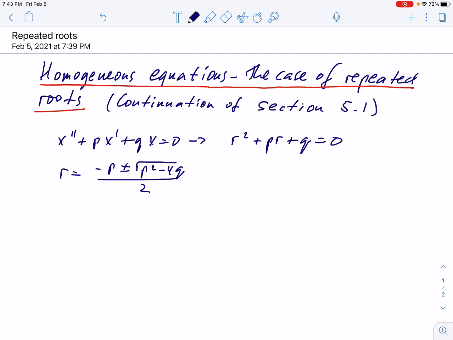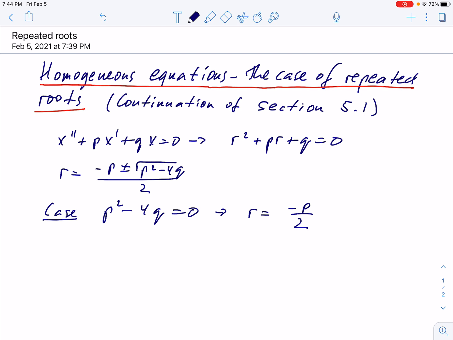Now, we consider the case where the quantity p squared minus 4q inside the radical is 0. In this case, we have a repeated root r equals minus p over 2. And then we do this. It's a very special situation. Sorry, here I wrote two negative signs.